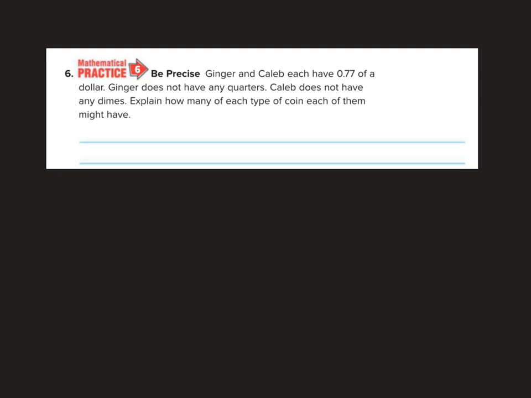Ginger and Caleb each have 77 hundredths of a dollar. Ginger does not have any quarters. Caleb doesn't have any dimes. Explain how many of each type of coin each of them might have. Okay, so each have 77 cents, really, is what they each have. Ginger does not have any quarters. So Ginger could have, right? We don't know because there's many possibilities. She could have 77 pennies. Let's do that. She could have 7 dimes and a nickel and a penny.